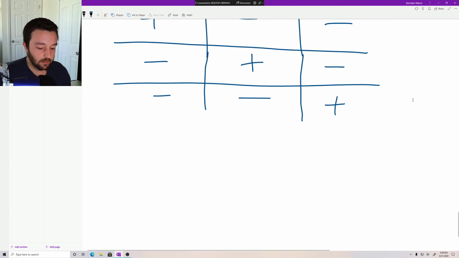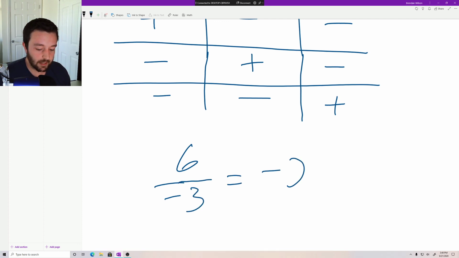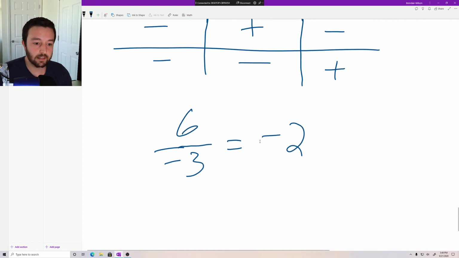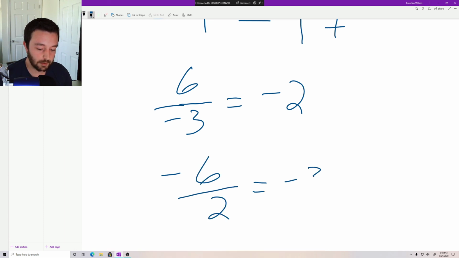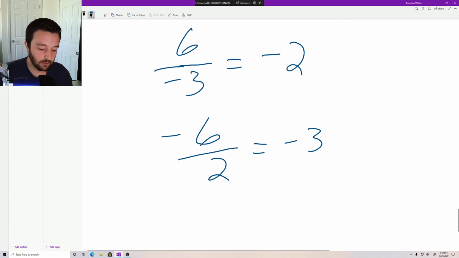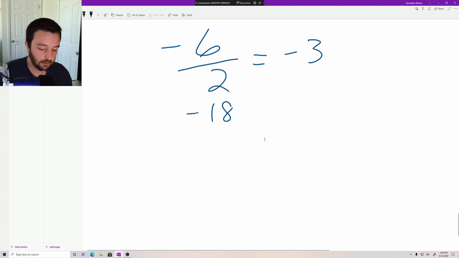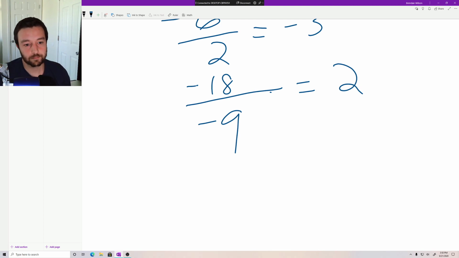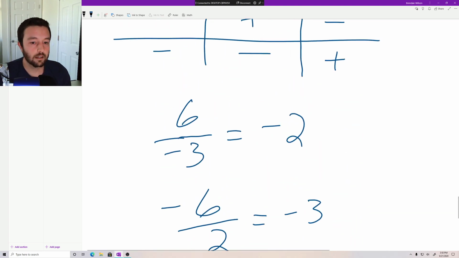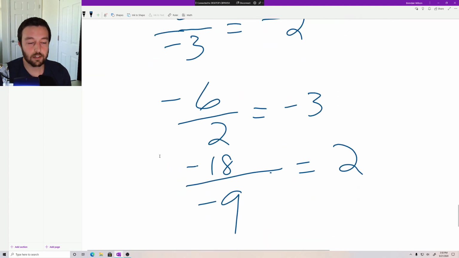If we have 6 divided by -3, it's going to be -2 because we have a positive divided by a negative. If we have a negative 6 divided by 2, it's going to be negative 3. If we have negative 18 divided by negative 9, we end up with a positive 2. Okay, so the negatives cancel out. So division works exactly the same as multiplication.